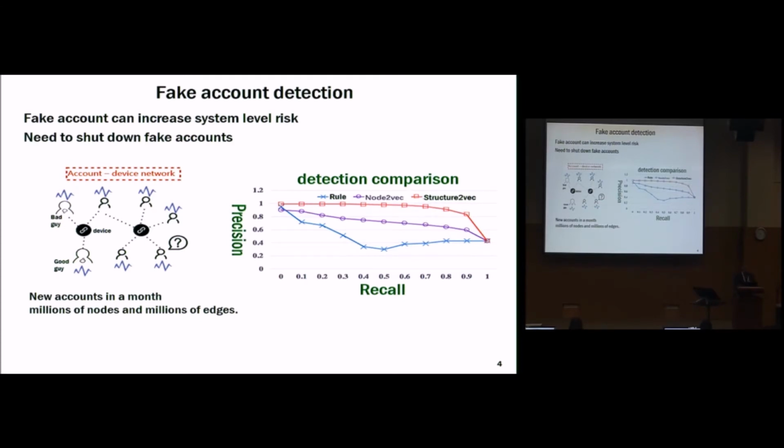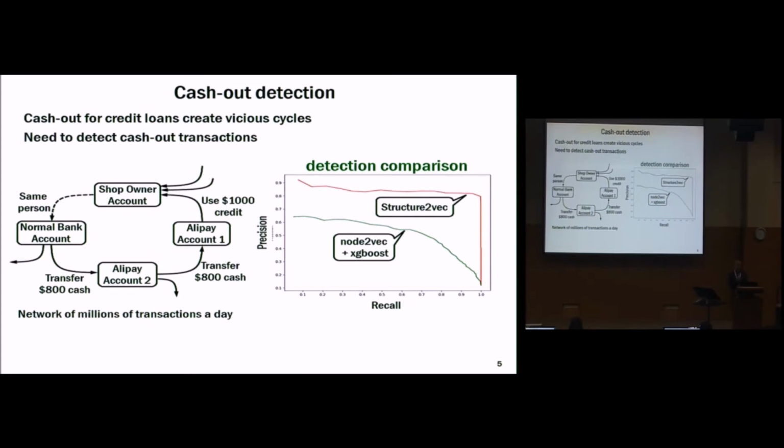This is the second application in Alipay. In this case, there is a behavior in the system called cash out. Alipay also offers microloans to people based on their spending history. These microloans are offered in a credit format. You can use this credit to buy things in the Alibaba online shops, but you cannot get cash. But some people would like to cash out, to turn this credit into cash.